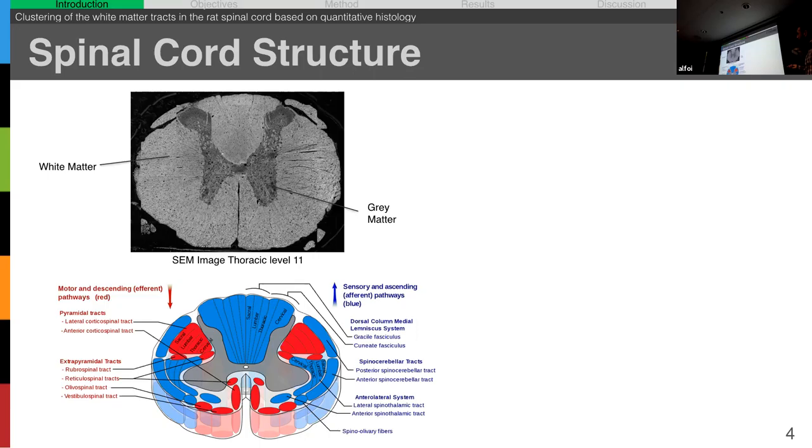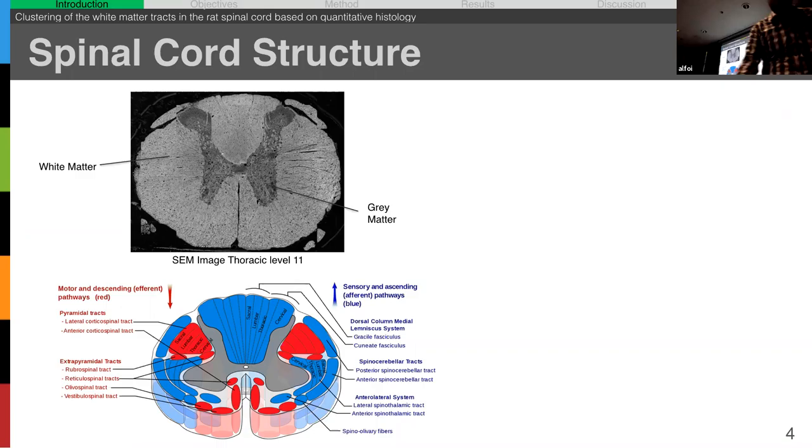This white matter can actually be further divided into different groupings, what are known as the white matter tracts. You'll see here that these tracts are also further divided into the sensory and ascending pathways, which means the sensory inputs that the body receives and sends to the brain, such as pain, touch, cold, hot, like temperature, stuff like that.